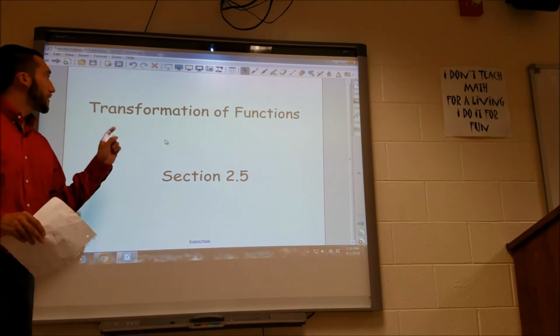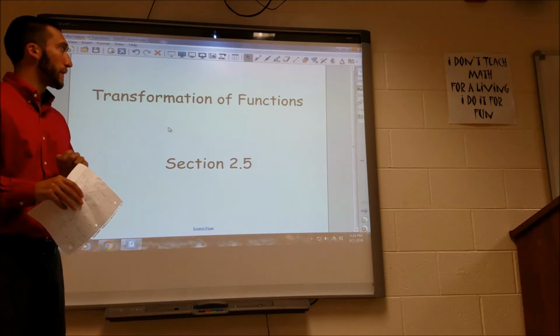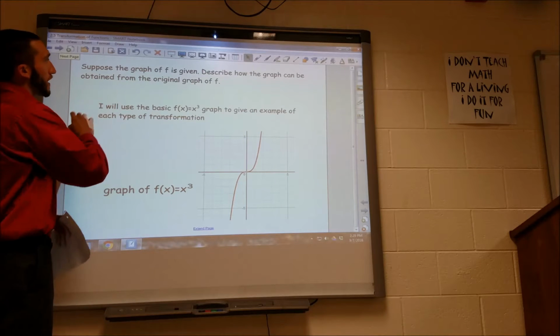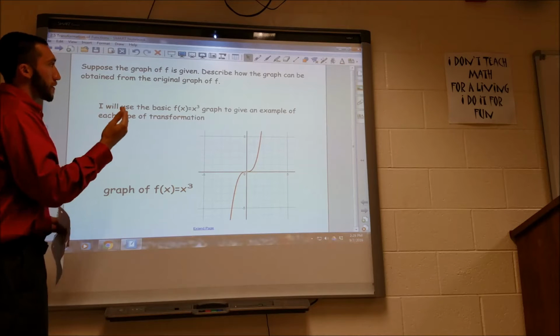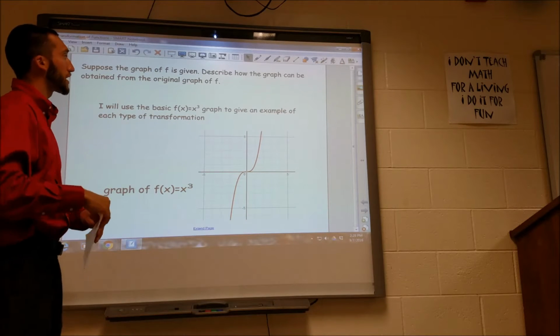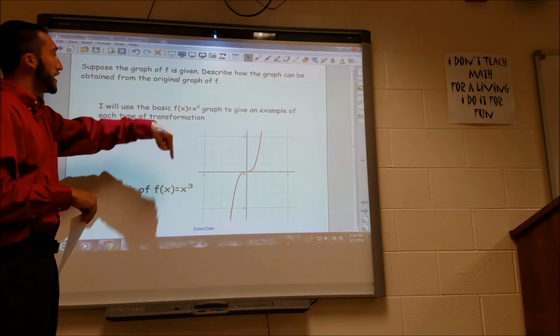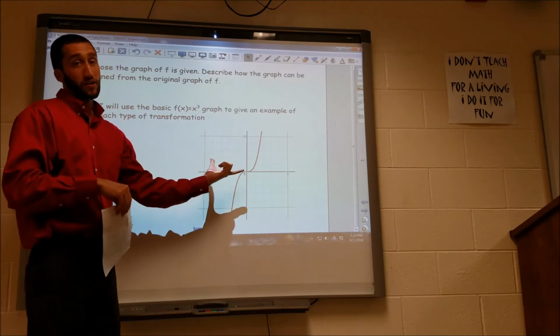Hello everyone, today we're talking about transformation of functions, section 2.5 in our book. So, suppose the graph of f is given. They want us to describe how the graph can be obtained from the original graph of f. So they're going to give us a base function such as f of x equals x cubed, and then you'll see the type of transformations that occur to the graph.